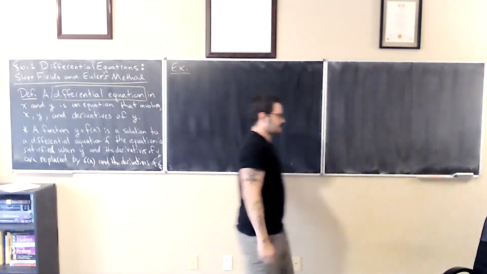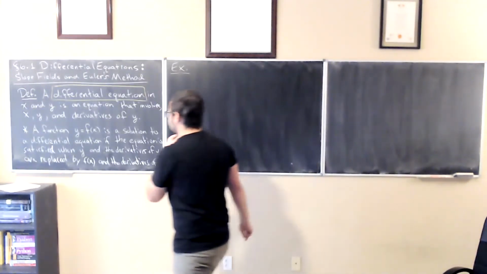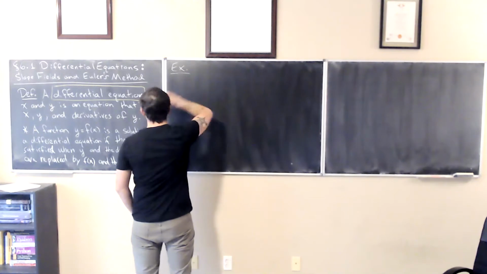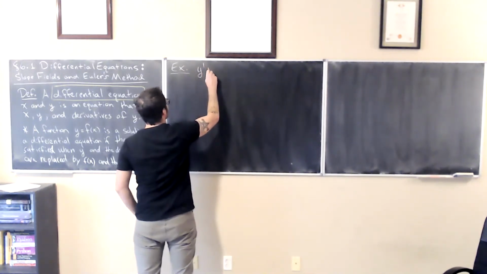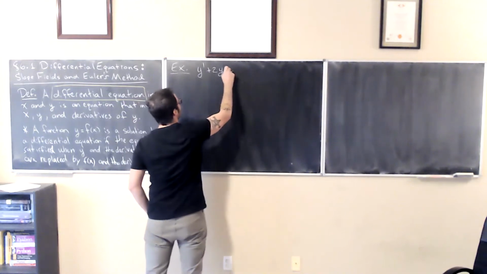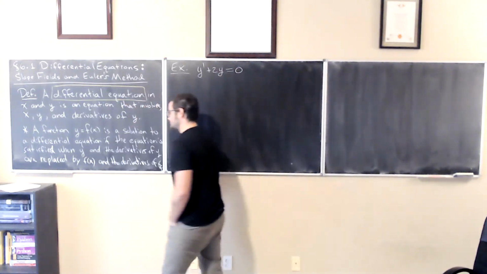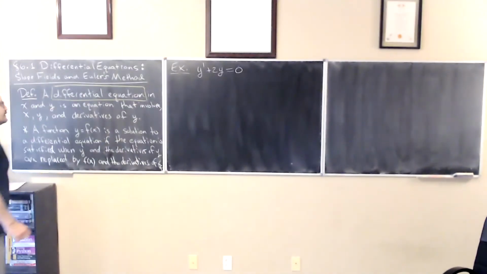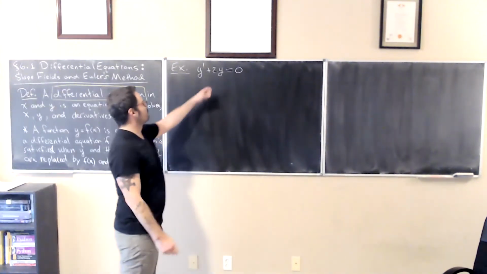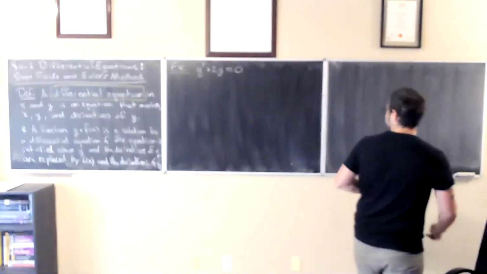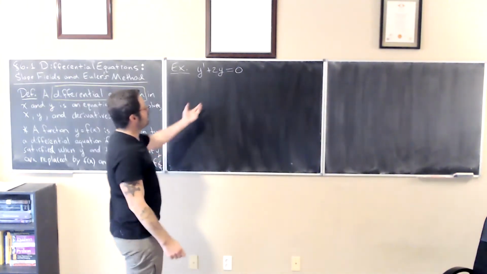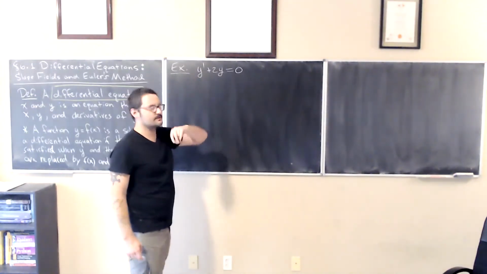the best way to illustrate this is to say maybe let's look at y prime plus 2y is equal to 0. Okay, so this is a differential equation. There are no x's here. There's just y, but y is treated as a function of x. Okay, so what would a solution to this be? What's a value for y that if I plug in, I take the derivative, I get 0?